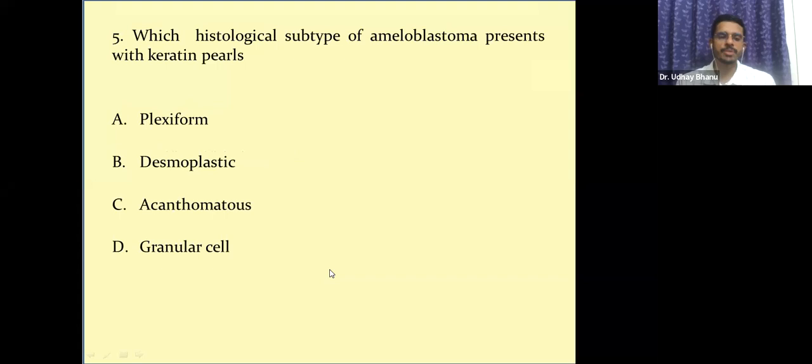Which histological subtype presents with keratin pearls? Yes, keratin pearls are seen where there is squamous metaplasia. Good. So squamous metaplasia is seen in acanthomatous ameloblastoma. Very good.